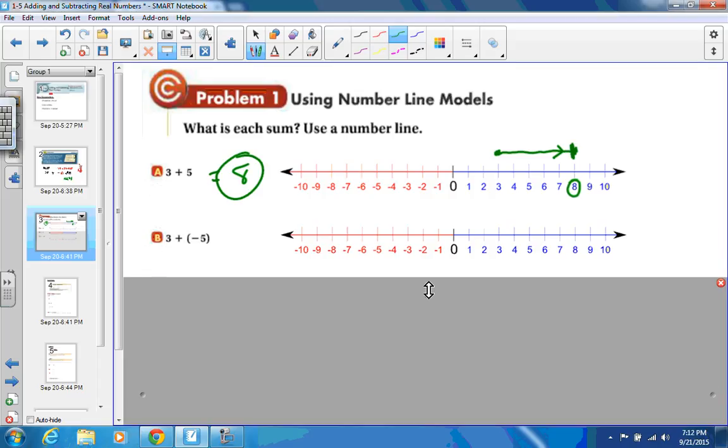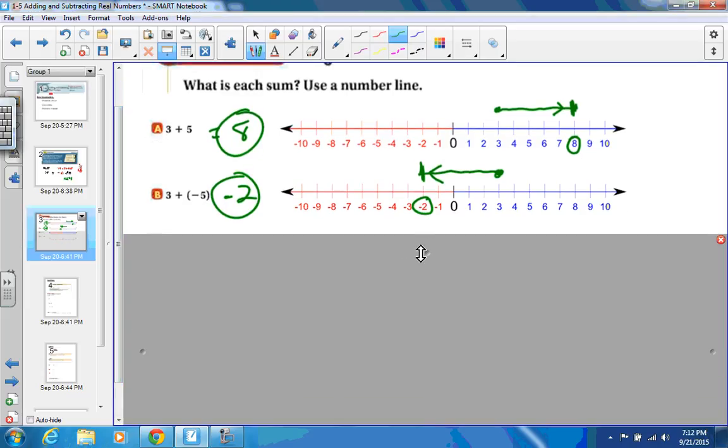Next one, 3 plus negative 5. So again, we're starting at 3. When you add a negative though, you go backwards. So you go to the left. So 1, 2, 3, 4, 5. You end up right there, and we're going in that direction, remember. So you end up with negative 2. Maybe you could tell that was going to be negative 2 right away as well.